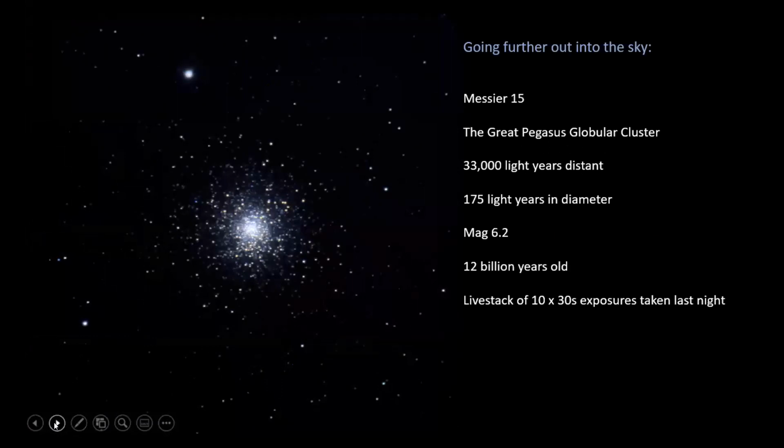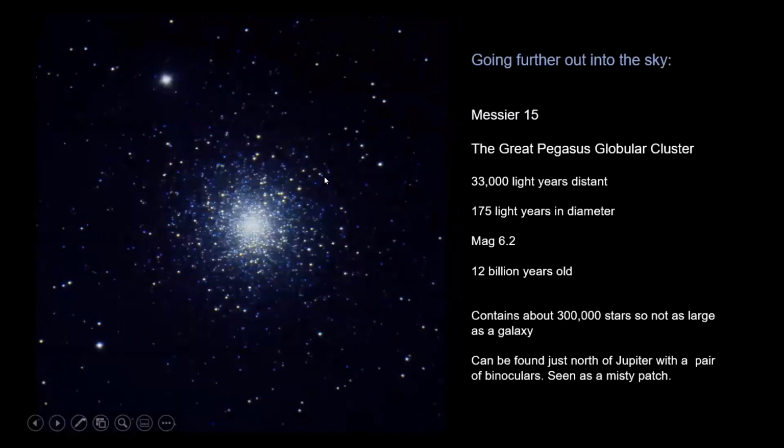This is our stack of 10 30-second exposures of globular cluster M15. And I mentioned the blue stars. If you take a longer exposure like this, you can see all these beautiful blue RR Lyrae stars around the periphery of it. So that is a binocular object. You can see that as a shiny misty patch with a pair of binoculars.